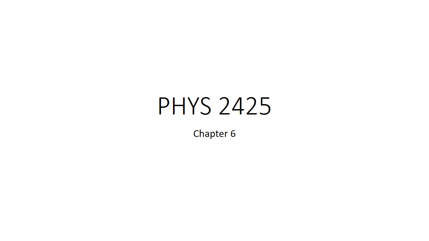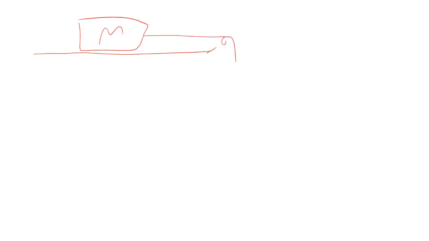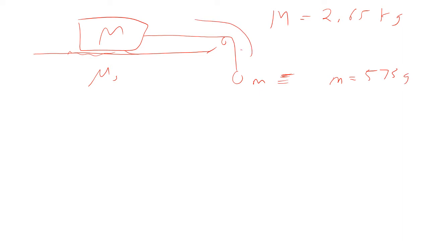Okay, so let's do another example with friction. This would be similar to something you've seen before: you've got a mass M sitting on a surface, a hanging mass little m, and now let's say there's some kind of static friction here. Let's say that big mass M is 2.65 kilograms. You start adding mass to little m, and nothing happens, but when little m becomes 573 grams, all of a sudden it starts moving.